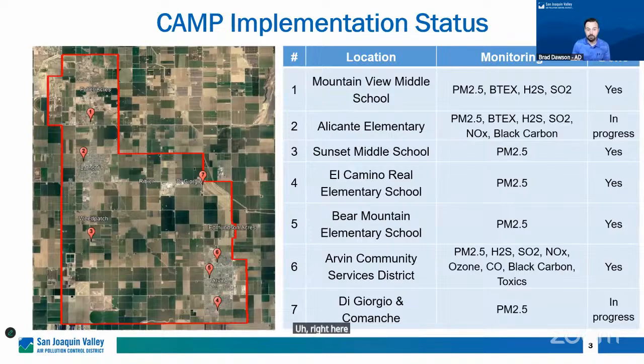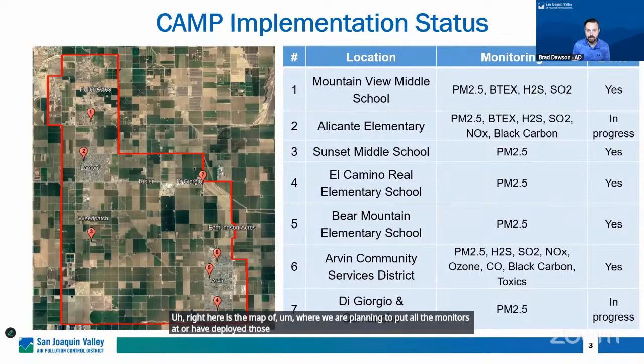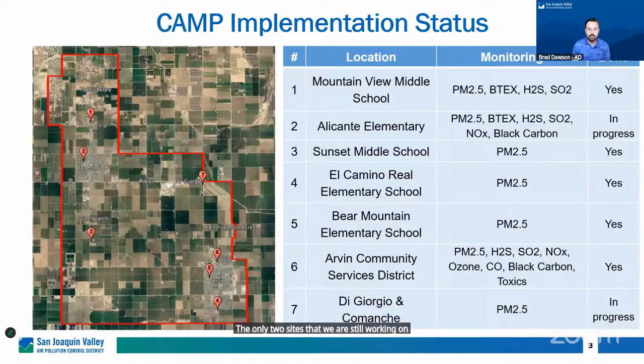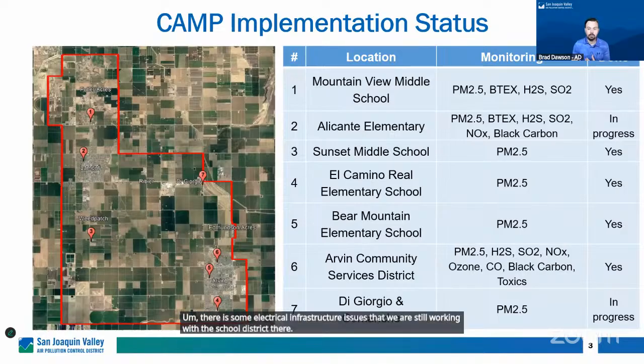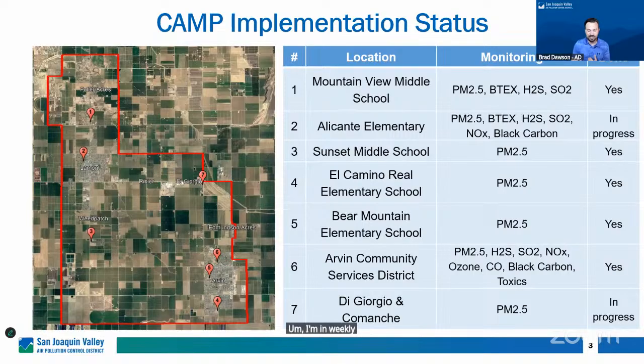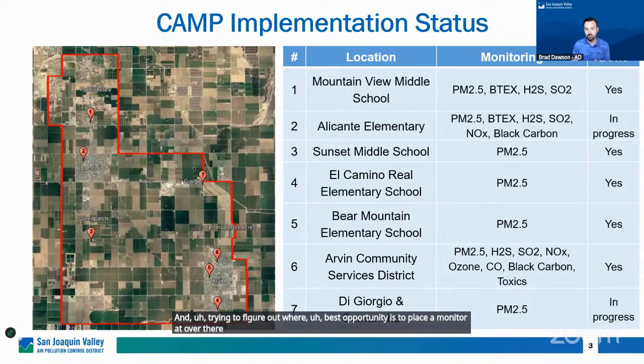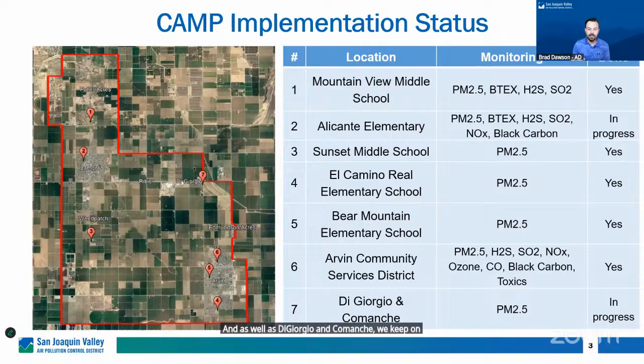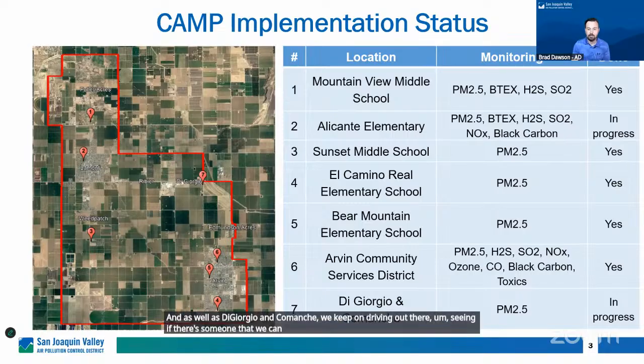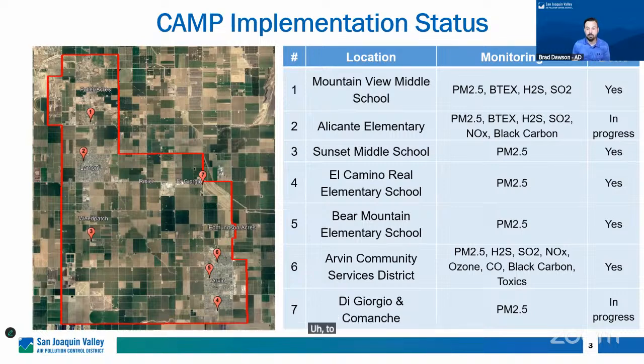Right here is the map of where we are planning to put all the monitors or have deployed those monitors. The only 2 sites that we are still working on are Alicante Elementary, where there are some electrical infrastructure issues that we are still working through with the school district. I'm in weekly conversations with them and their new superintendent, trying to figure out the best opportunity to place a monitor over there. And as well as DeGiorgio and Comanche, we keep driving out there, seeing if there's someone we can partner with to get a PM 2.5 monitor out in that location as well.